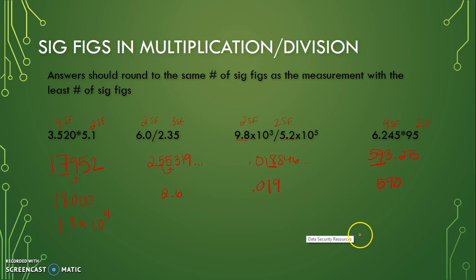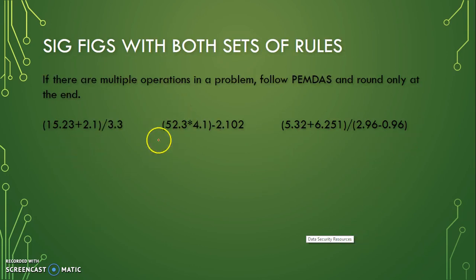Don't ask me. Okay, so let's go on to one more thing. The last thing is what if you have both sets of rules? And the answer is, if you have both sets of rules, like here's addition and we're doing dividing, they have different sets of rules. We cannot round multiple times or we will drastically change our answers.